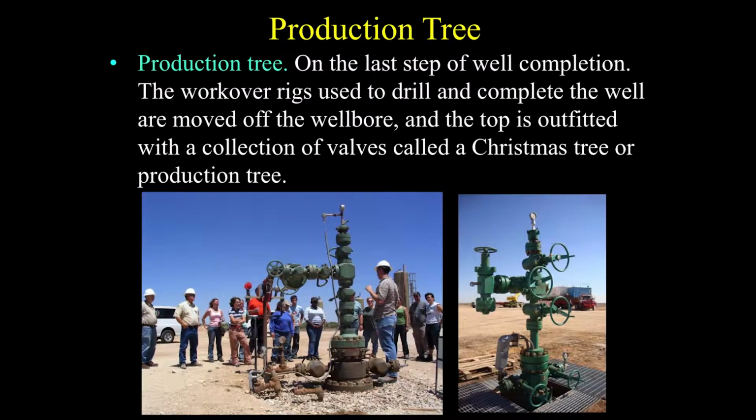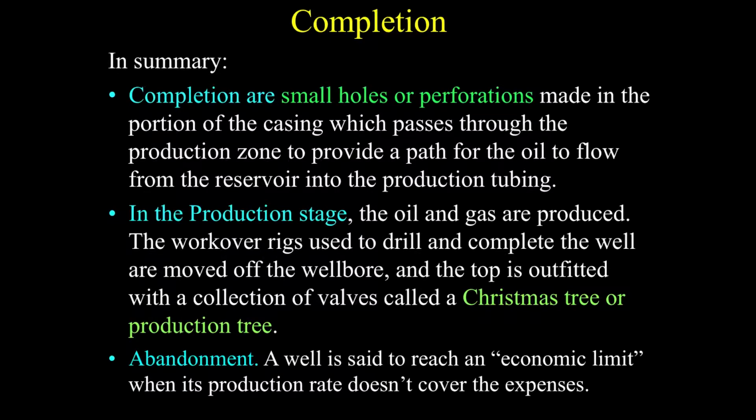Production tree. In the last step of well completion, the workover rigs used to drill and complete the well are moved off the wellbore, and the top is outfitted with a collection of valves called a Christmas tree or production tree. In summary, completion involves small holes or perforations made in the portion of the casing which passes through the production zone to provide a path for the oil to flow from the reservoir into the production tubing.